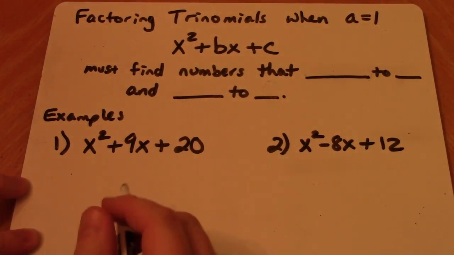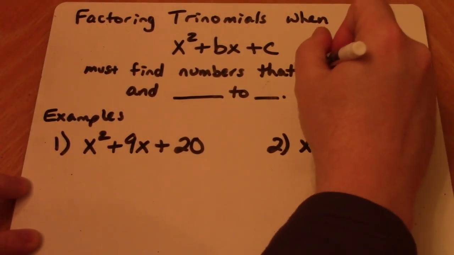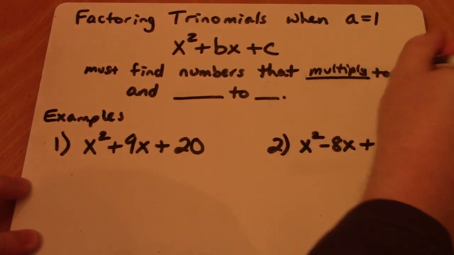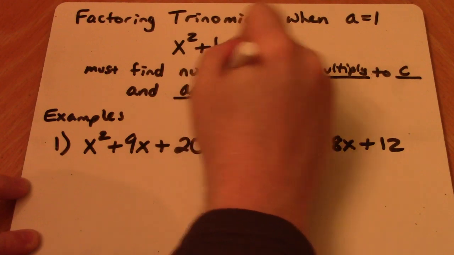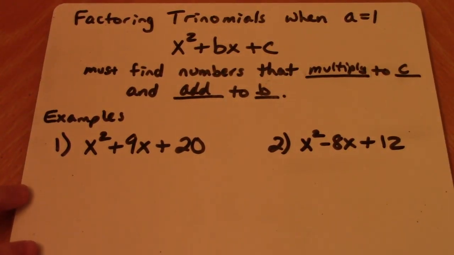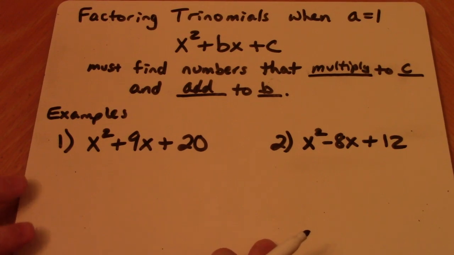In this case, what we have to do is find numbers that multiply to c and add to b. And we've been doing this since Algebra 1, so we should be able to review this relatively quickly. I'm going to go through 6 examples.